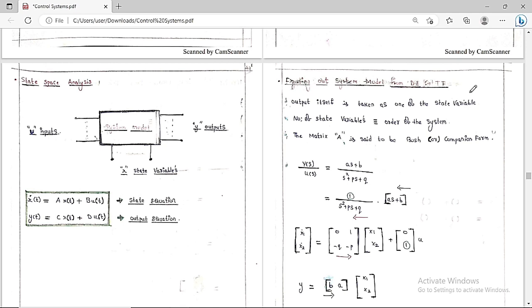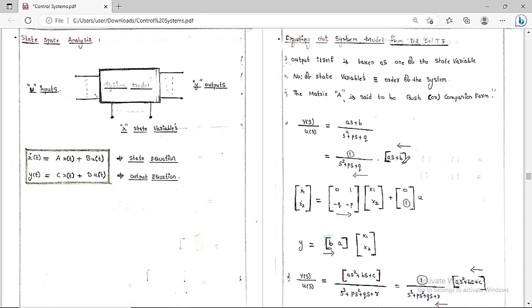Suppose there is a transfer function Y of s by U of s, where Y of s is the Laplace transform of the output and U of s is the Laplace transform of the input, which is equal to (as plus b) by (s square plus ps plus 2). For this transfer function, the characteristic equation is s square plus ps plus 2, and the order is two, second order. I can write this in another format: 1 by (s square plus ps plus 2) into (as plus b).